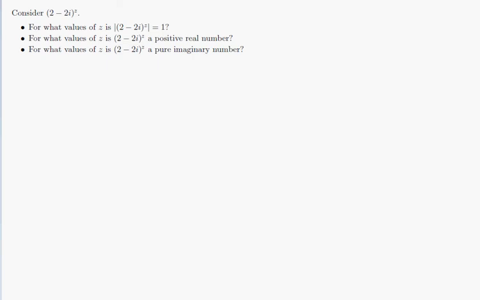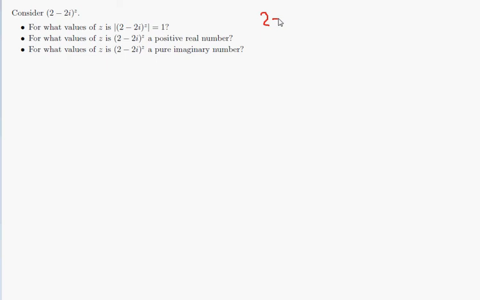Let's take a look at raising a complex number to a complex number. So let's take a look at 2 minus 2i to the z power. Let's figure out when 2 minus 2i to the z could be on the unit circle, so it has modulus 1, or it could be a positive real number or a pure imaginary number. To get started with this, let's do the following observation.